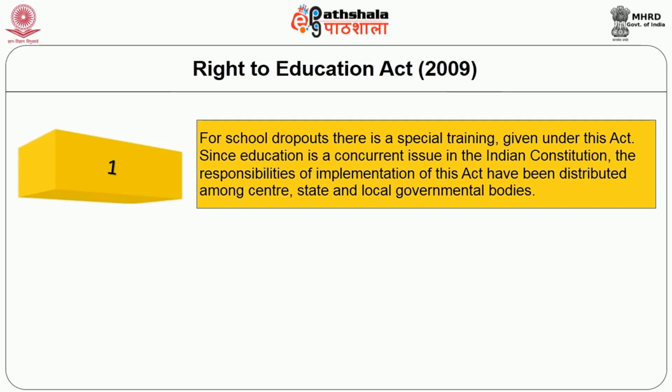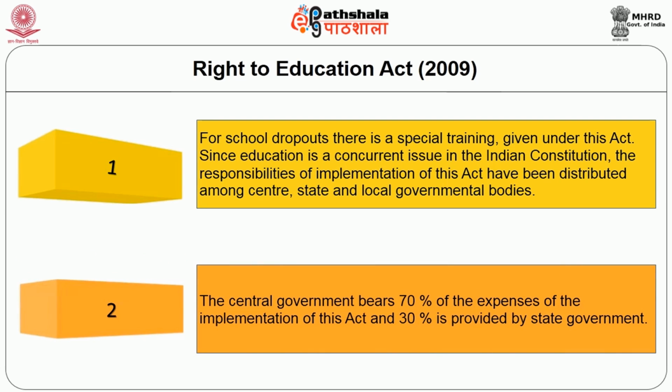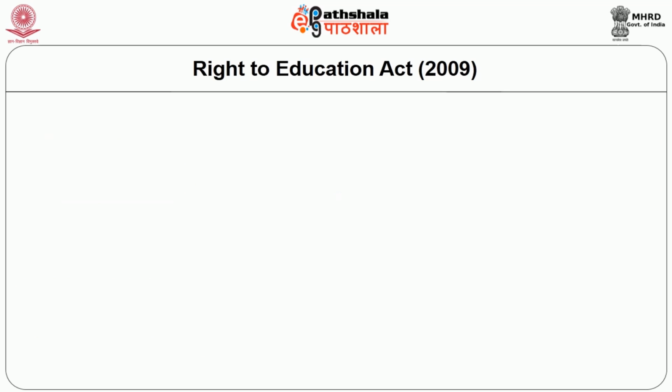Since education is a concurrent issue in the Indian Constitution, the responsibilities of implementation of this Act have been distributed among the center, state, and local governmental bodies. The central government bears 70% of the expenses of the implementation of this Act, and 30% is provided by the state government. So there are certain problems which are faced. Only a few are mentioned here.